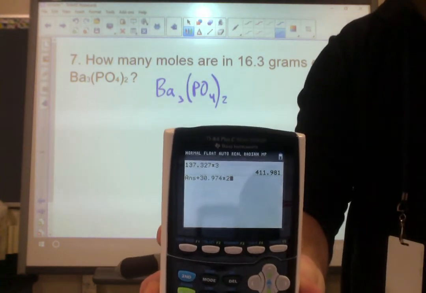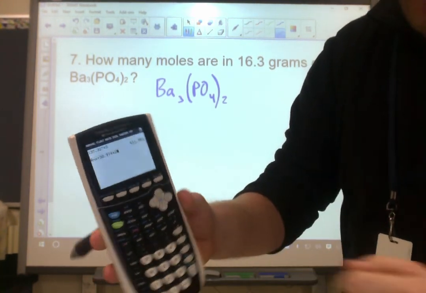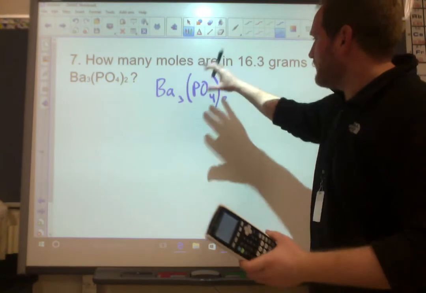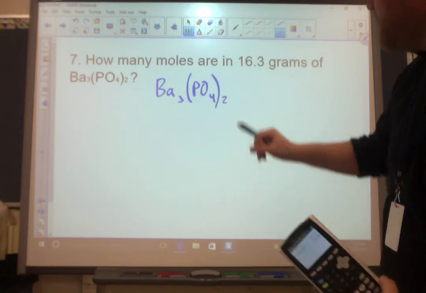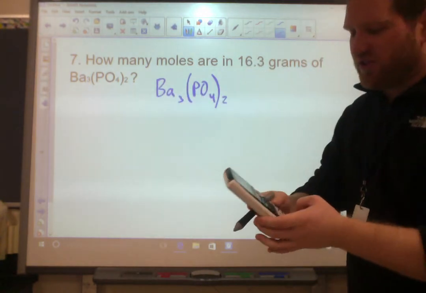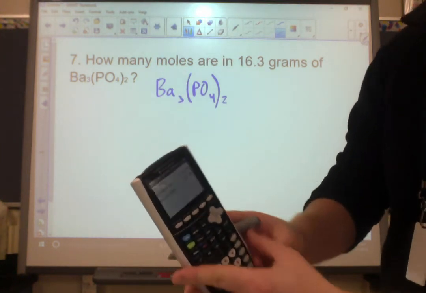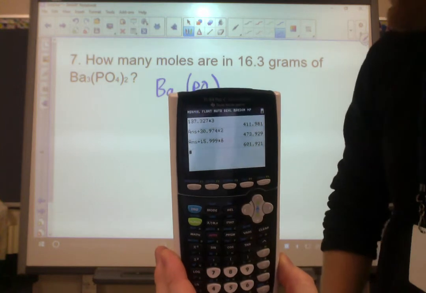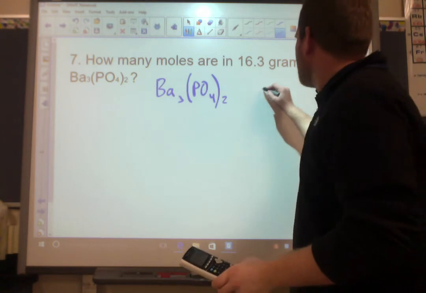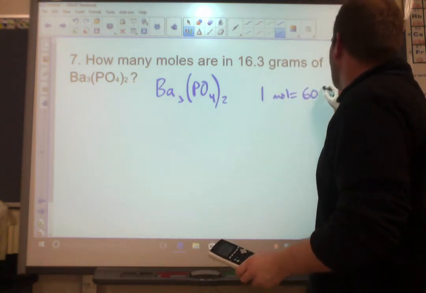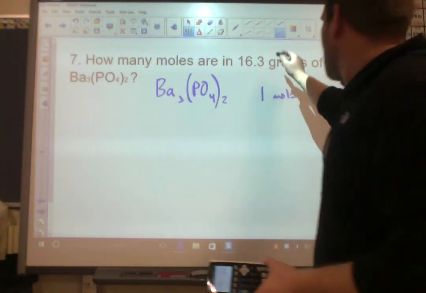Now, you have to be careful with the order of operations here. This is fine. You wouldn't want to say plus 30.974 equals then times 2. You can also just work this out by hand, however is easier for you. So you add that, now we're up to this, and now we just have to add our oxygens. So we have 8 oxygens, so I'm going to say plus 15.999 times 8 equals, and that's going to be your molar mass. 601.921. So 1 mole equals 601.921 grams. And now we solve the problem.